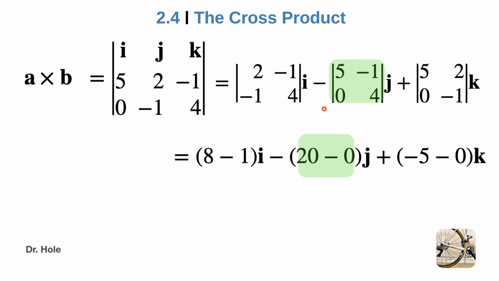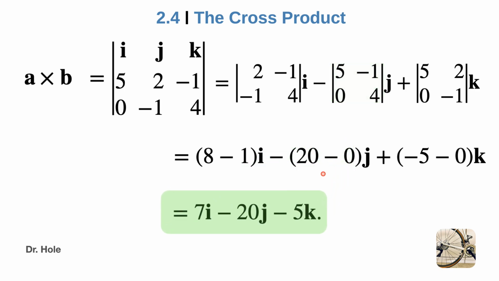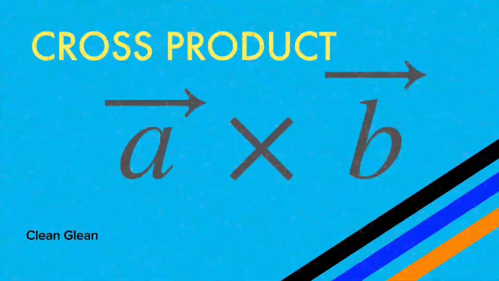Likewise, the scalar multiple on JVec is a determinant of a 2 by 2 matrix. The diagonal products up to 20. The off diagonal products up to 0. Take their difference. And likewise for the KVec, combining these quantities results in our final answer. Nice. That was the cross-product computation of AVec and BVec.